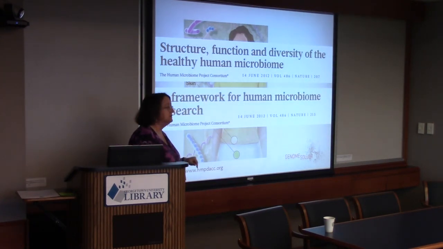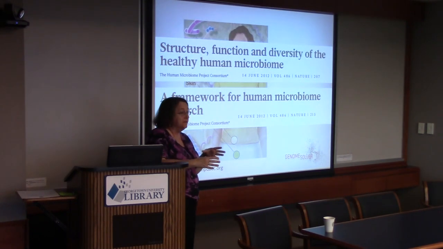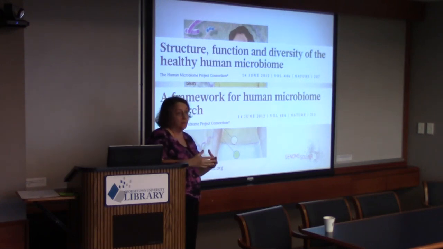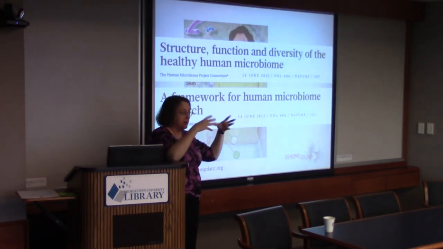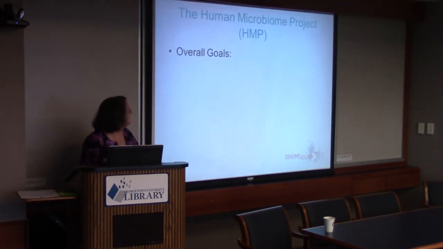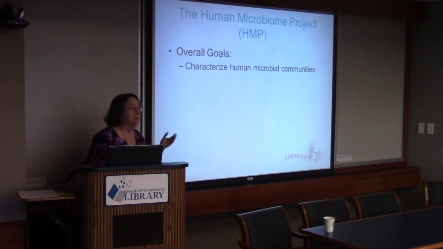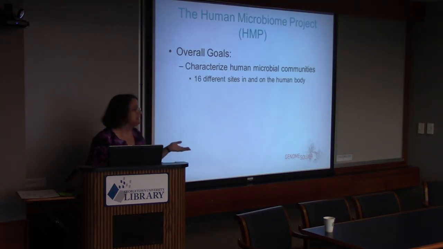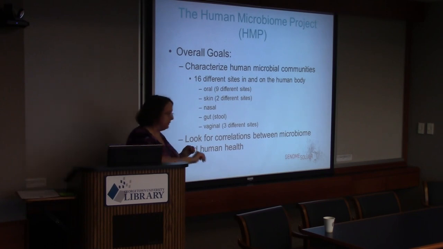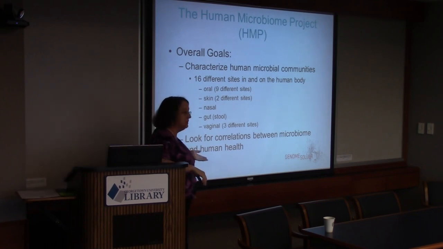So the Human Microbiome Project as an NIH entity, a funded entity, actually has finished now, but what the work has done is spawned many, many, many more projects, and so the work is ongoing, but not under this umbrella of the consortium. So the overall goals of the Human Microbiome Project are to characterize human microbial communities at 16 sites in and on the human body. Here's a list of those sites. And what we're trying to do at this point is look for correlations between the microbiome and human health.